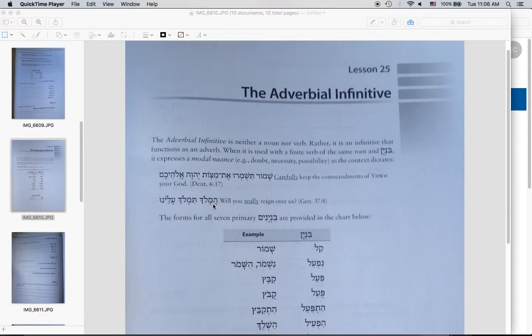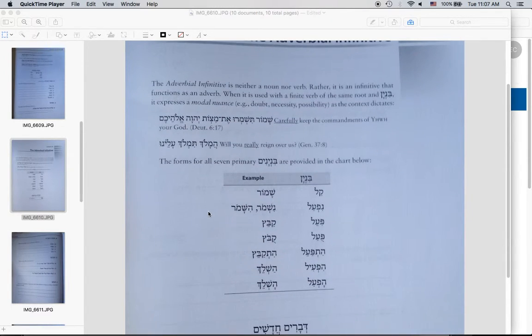We won't repeat the word rule or reign. We would not say, will you rule over us? What we do is add some sort of emphasis, and in English, really is probably a good way to go. Will you really rule over us? So whenever you see an infinitive that's followed by a verb that shares the same root, you translate the infinitive by adding emphasis to the sentence.